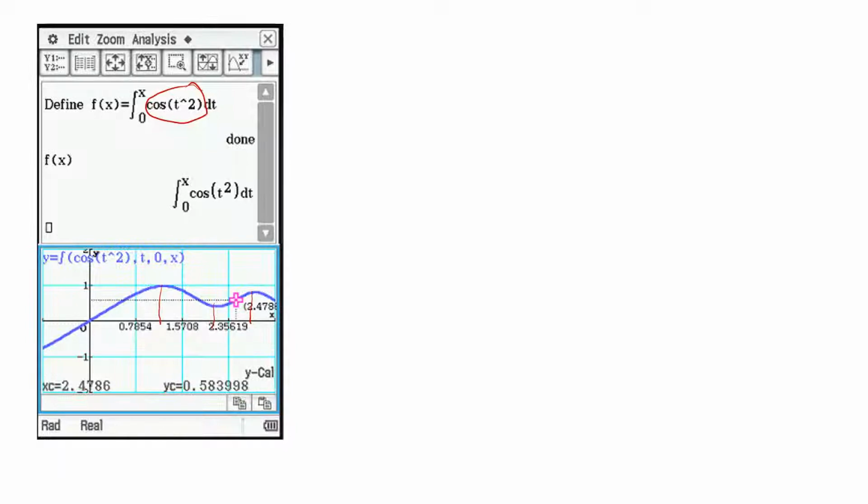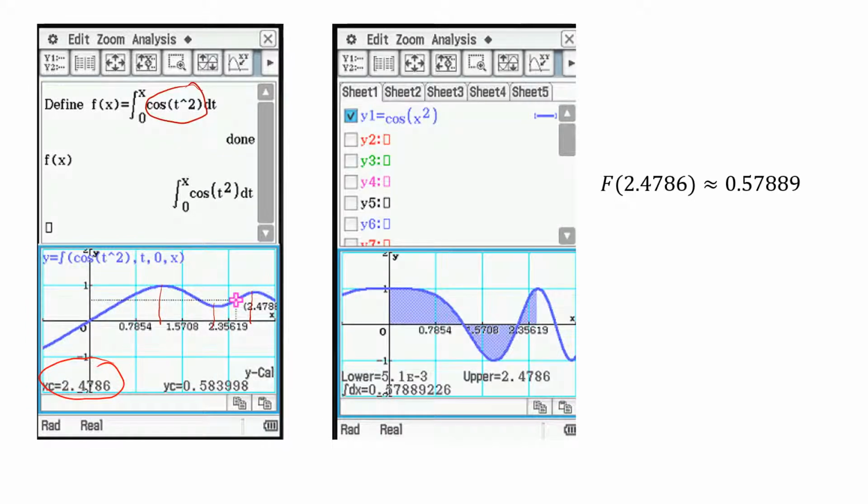So here's what I've done, just a ycalc situation. I've just whacked in a value, x equals 2.4786, and I've got a y value of 0.58. But what's going on here? Let's have a think about it. Okay, so I've now got the CAS to just sketch y equals cos x squared from minus pi on 4 to positive pi. And you can see, therefore, what's going on.